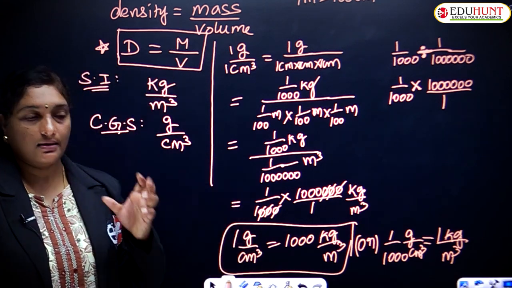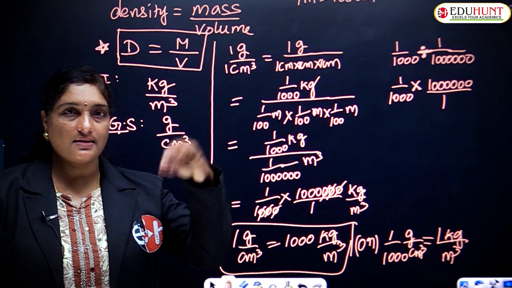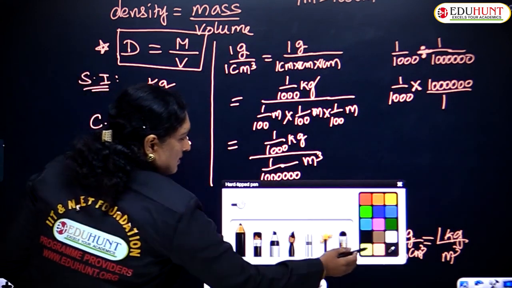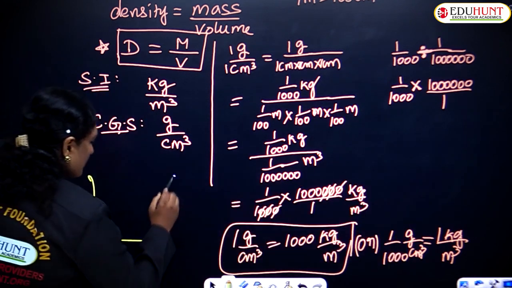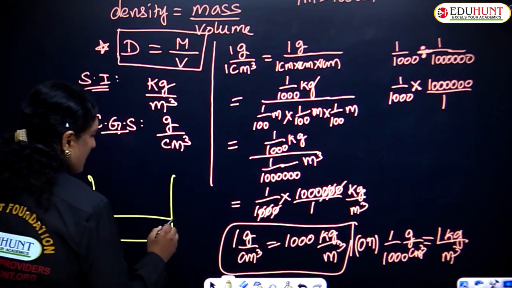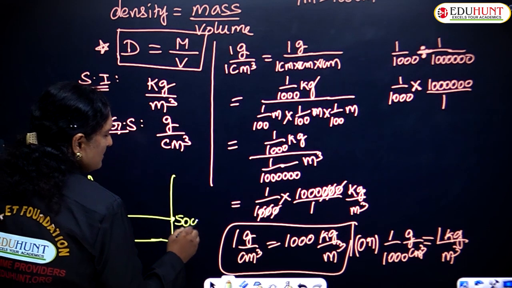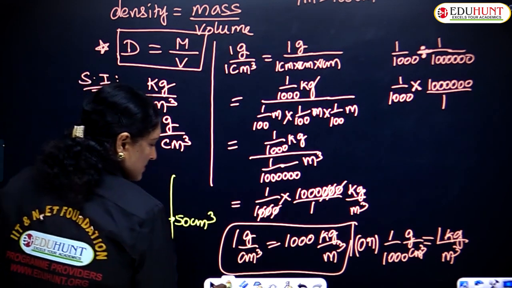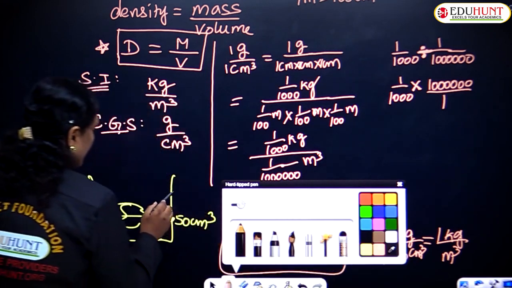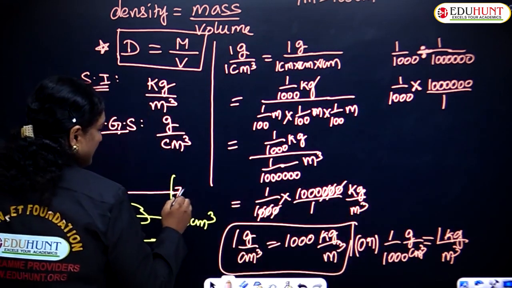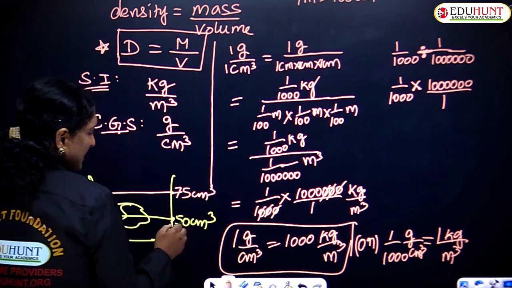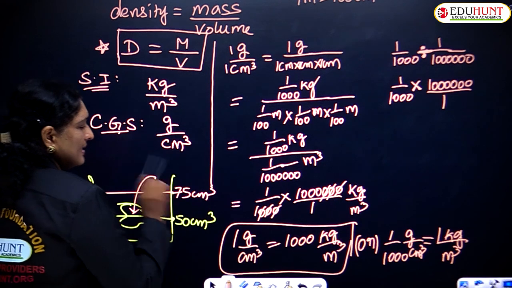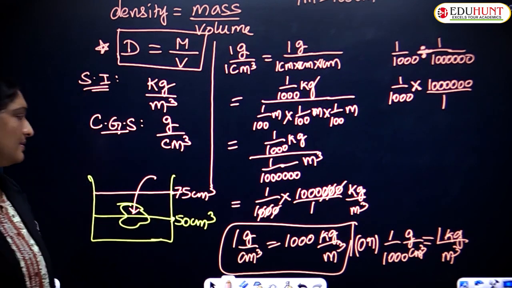Now take a jar and pour some liquid inside it. Let us suppose the liquid was measured as 50 centimeter cube. Once the stone is kept inside, let us suppose the liquid level rises to 75 centimeter cube. Initially it was 50 centimeter cube; once the stone is placed, the reading changed to 75 centimeter cube.